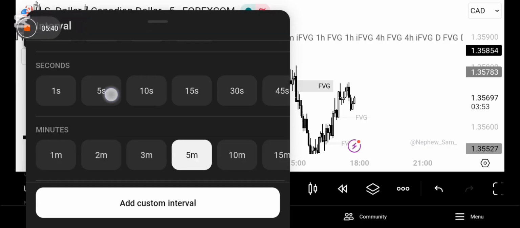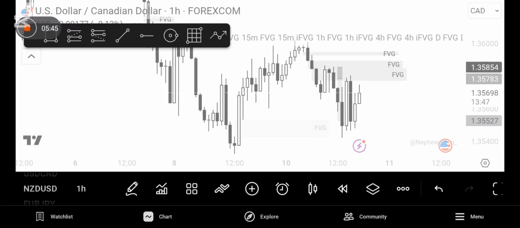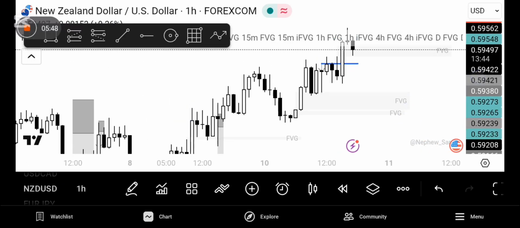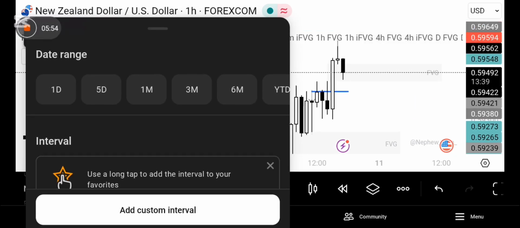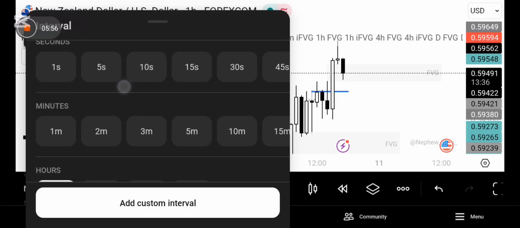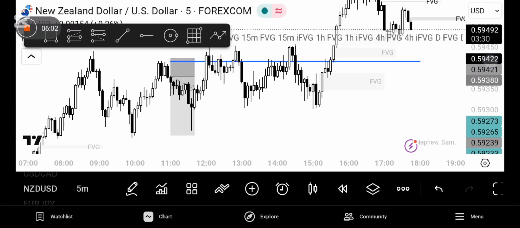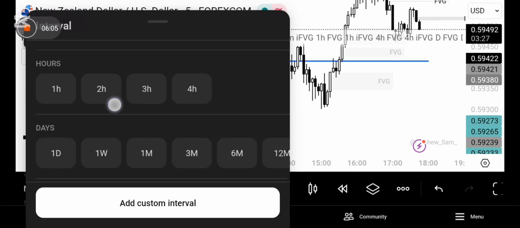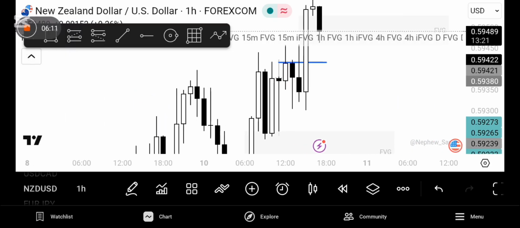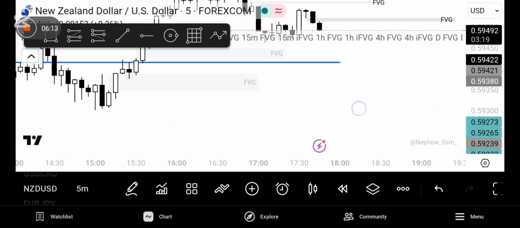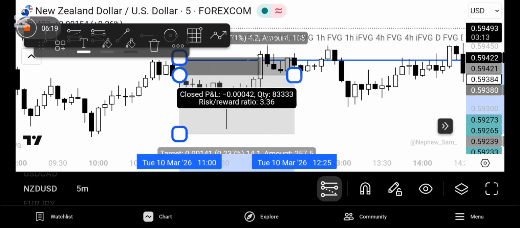Let me move to the second one. I've had about 3 missed entries today, I think. NZD USD, yes. That's New Zealand dollar to US dollar. So let me show you the trade. This was it here, right? This is it here. Now let me show how I got into that trade. Let me increase this particular chart here.